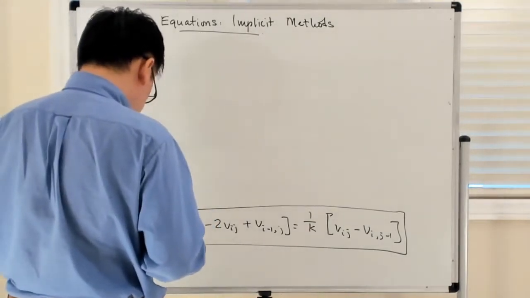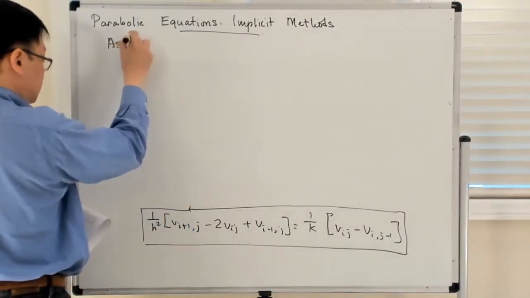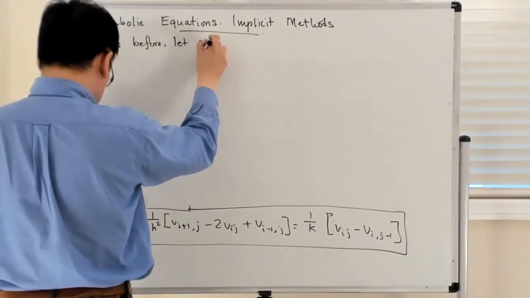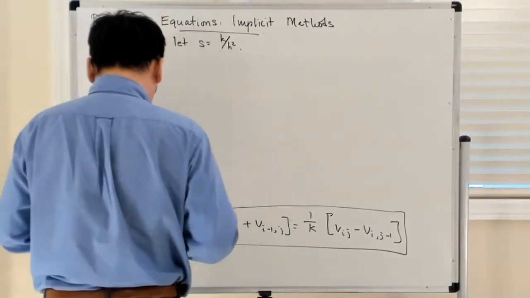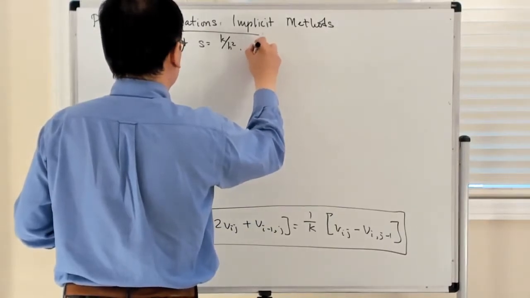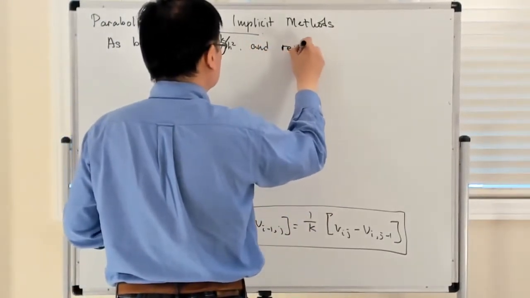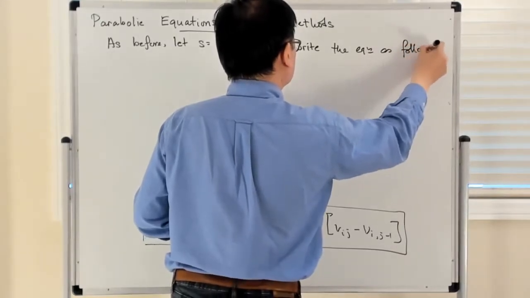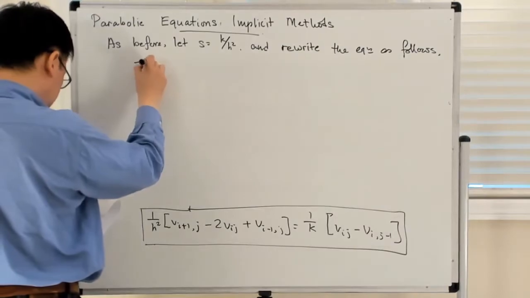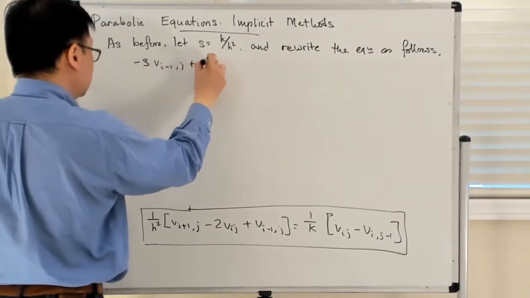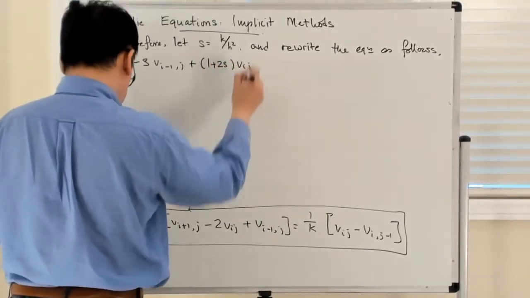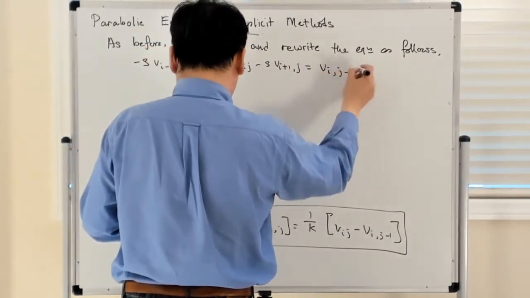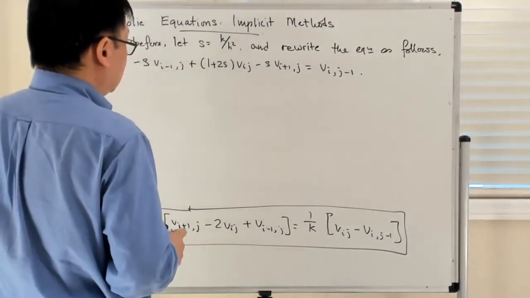So as before, we can let s equal k over h squared, and rewrite this equation as follows. Okay, so you get minus s v_{i-1,j} plus (1 plus 2s) v_ij minus s v_{i+1,j} is equal to v_{i,j-1}. Okay, so let's try to analyze this.